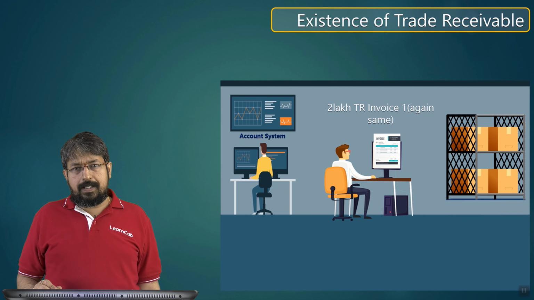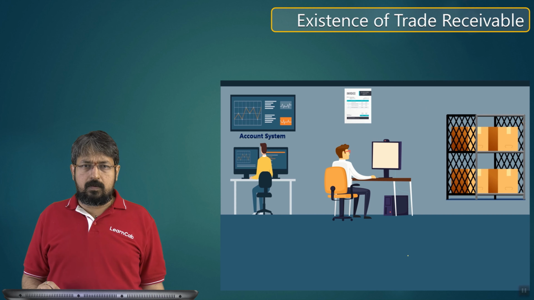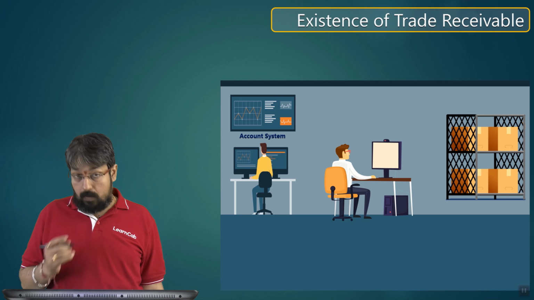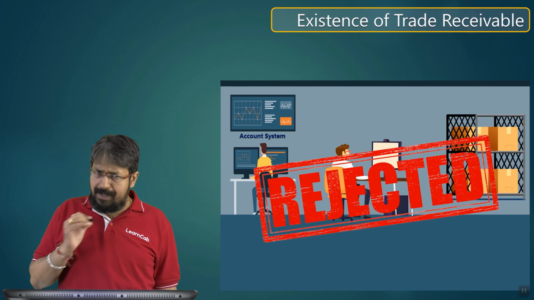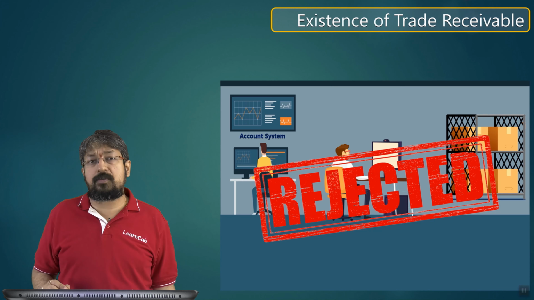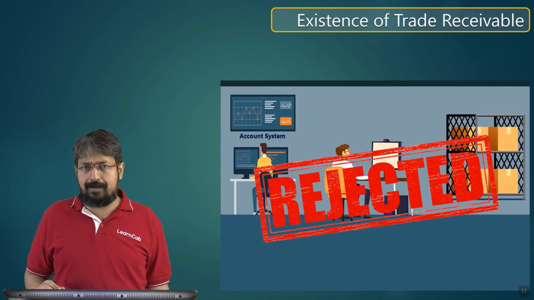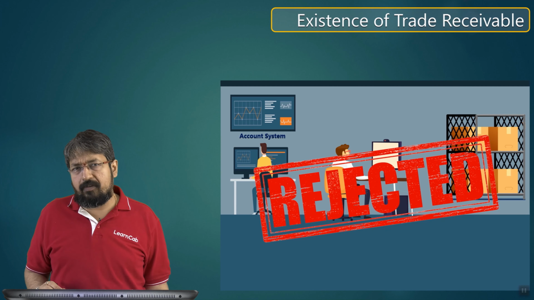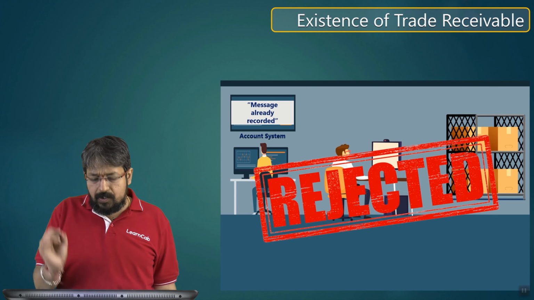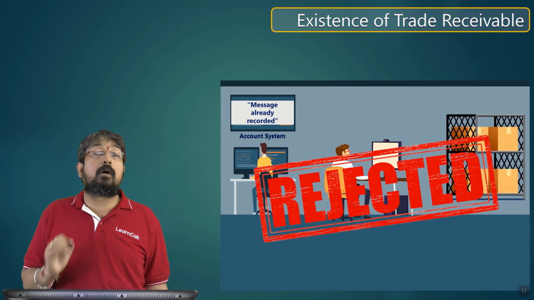Now, my dear soldiers, ensure that suppose the same invoice is generated again and they try to post the same invoice. When the same invoice is posted twice, definitely it has to be rejected by the system. You cannot post the same invoice 2 times. The system should be built in such a manner that it highlights that the invoice is already entered, and the message should come that it is already recorded. So you should not record a sale invoice more than once.